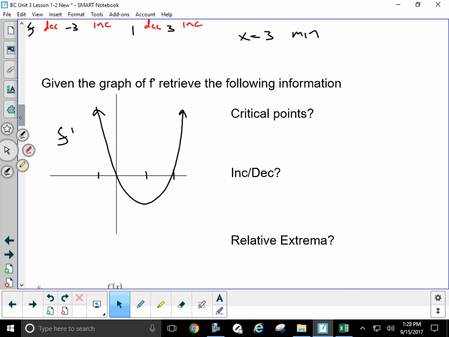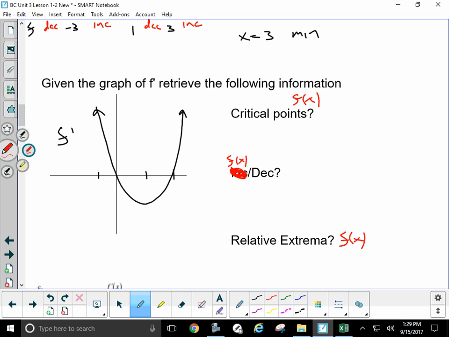I would like you to tell me the critical points for f, when f is decreasing, and the relative extrema for f. The reason why I'm writing this repeatedly is so you know you are not given the graph of f, you are given the graph of f prime. So you need to get information from the graph of f prime to tell you about f.